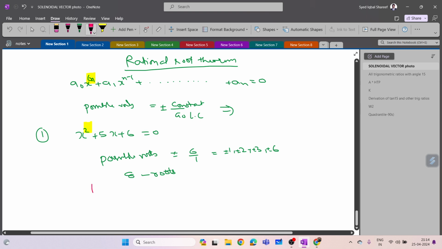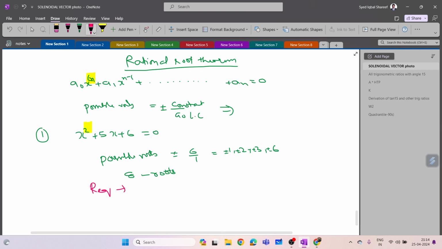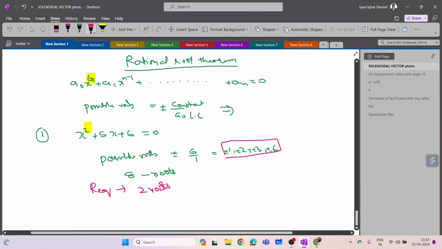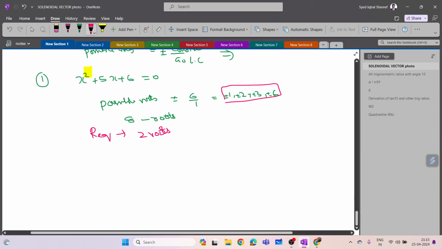So what is our required root? We require only 2 roots, and those 2 roots will be from here. What are they? That is the big question. That we have to find. So we are going by the synthetic division method.